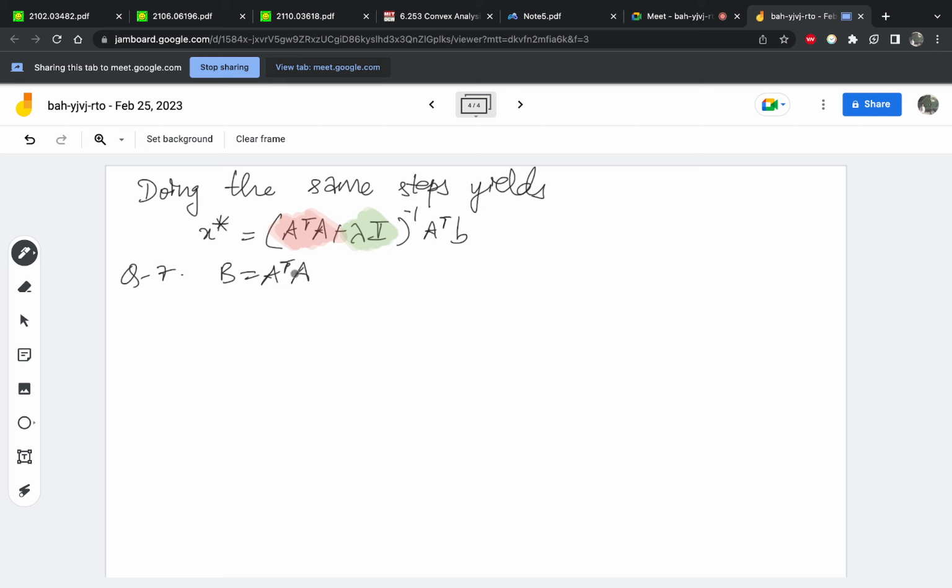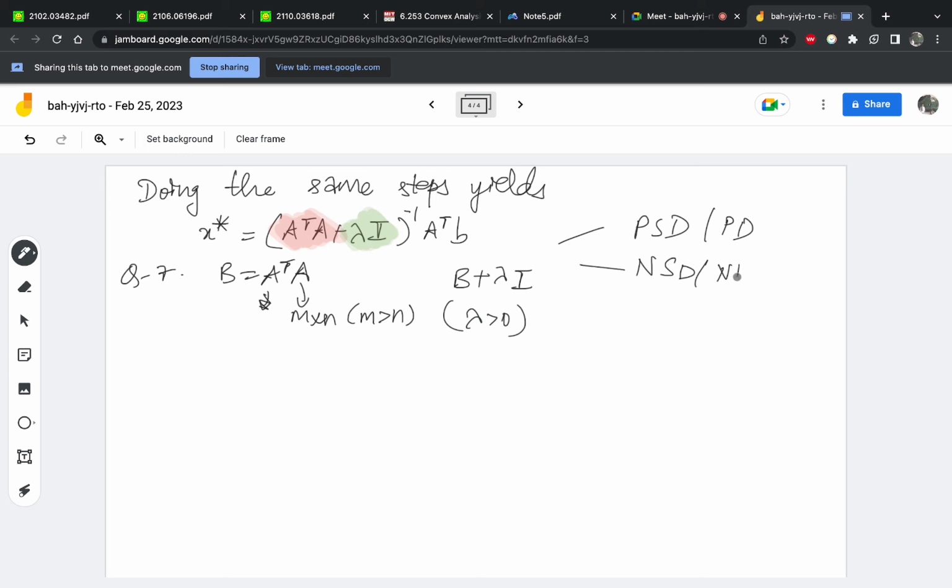I just skipped that, but let me briefly mention it. If B is A transpose A, where A is M cross N and it's also a tall matrix, then consider B plus lambda I. So lambda is 0. Is this positive semi-definite, positive definite, negative semi-definite, negative definite, indefinite? Can we say anything about it?